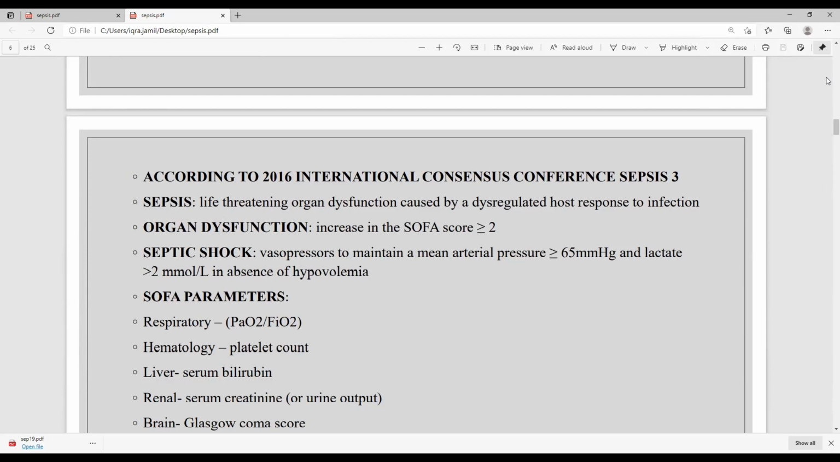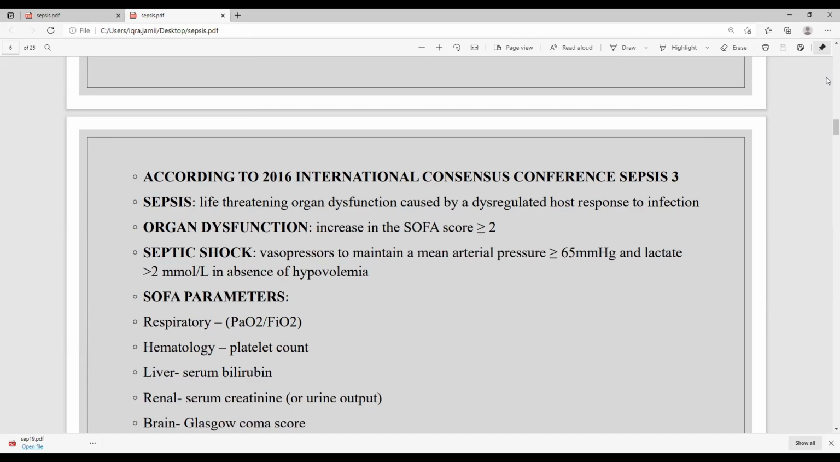According to this conference, the definition of sepsis is life-threatening organ dysfunction caused by a dysregulated host response to infection. Organ dysfunction is an increase in the SOFA score of 2 or more. The SOFA score will be covered later in the presentation.